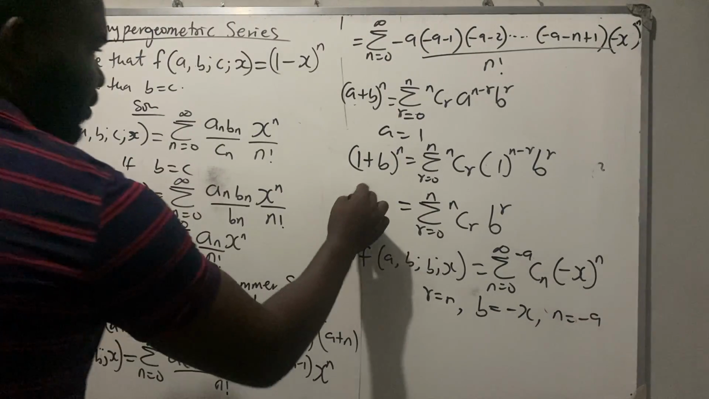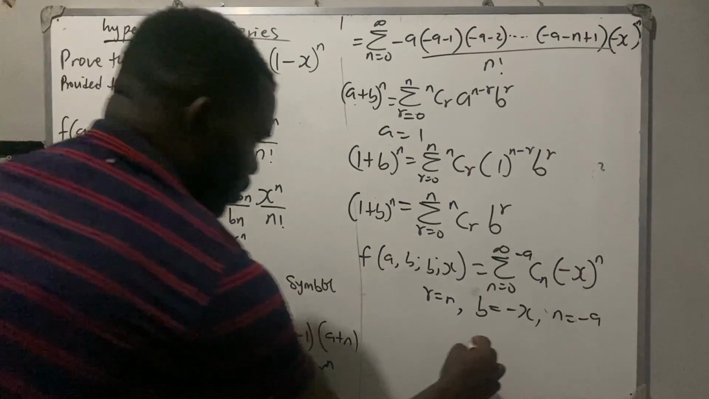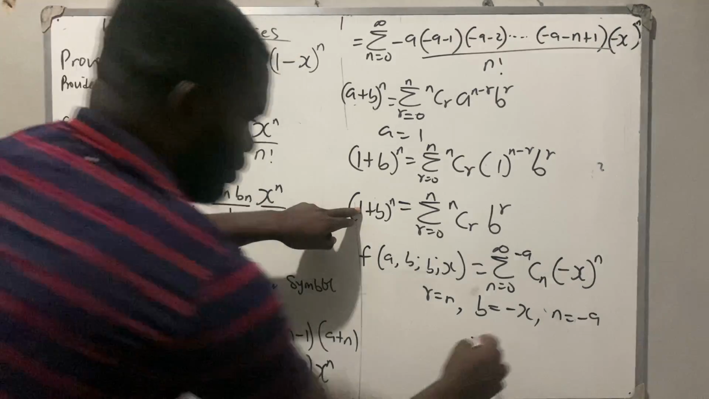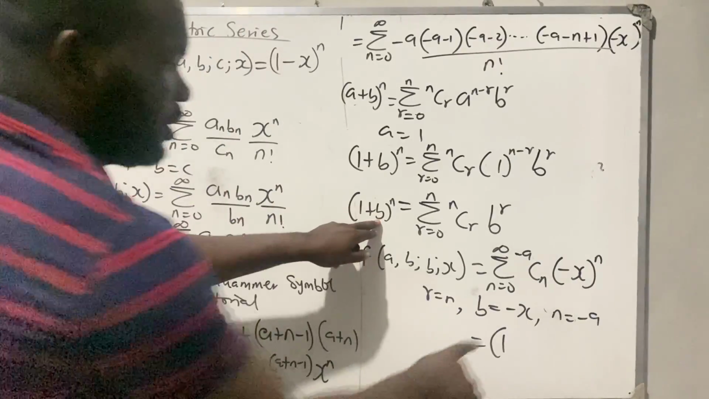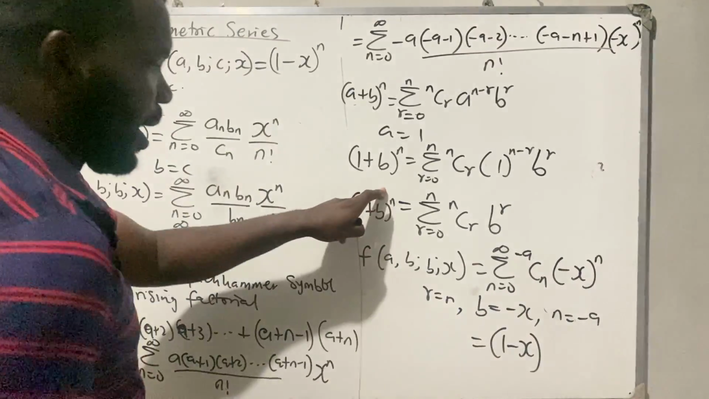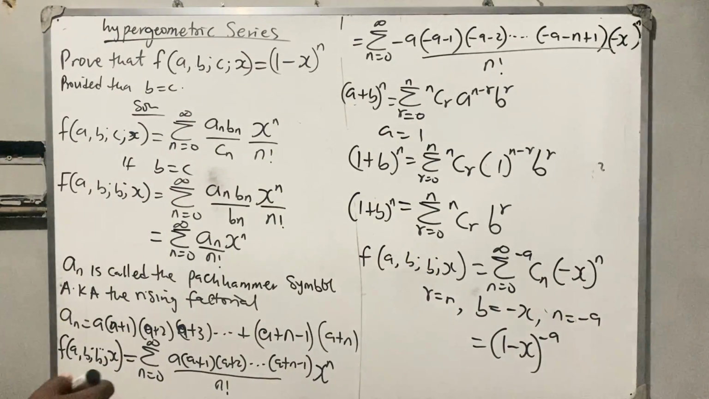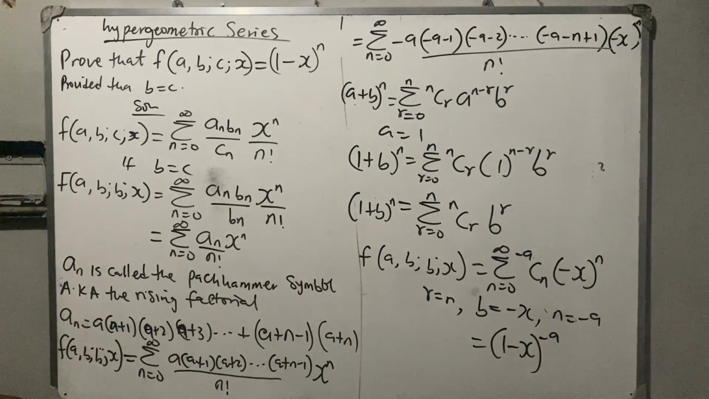So if I'm having that this is (1 + b) raised to power n, this is now equal to, let us compare, this is 1. Our b is equal to minus x, so this is minus x, then raised to power our n. Our n is equal to minus a, so raised to power minus a. Okay, so it is now proved.